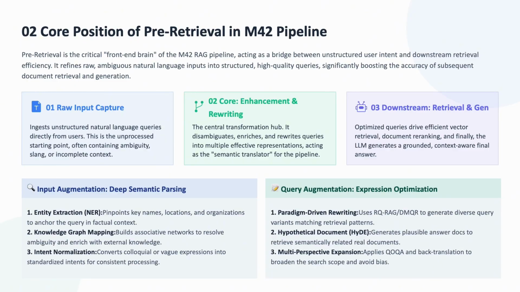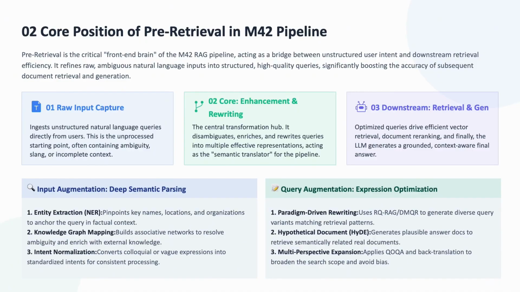Its working flow consists of three key layers. First layer, raw input capture. The system directly ingests unprocessed user natural language queries. These raw inputs often contain colloquial slang, logical ambiguity, missing background context, and fragmented expressions, which cannot be directly used for vector search. Second layer, core enhancement and rewriting hub.